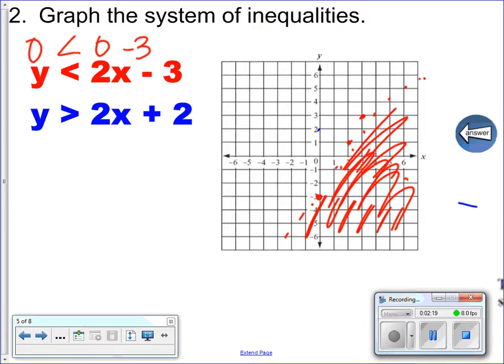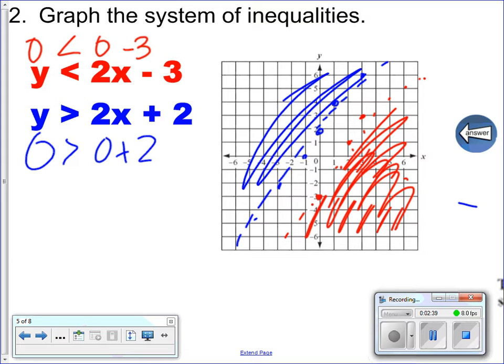In the second one, it starts at 2, and it goes up 2, right 1, up 2, right 1. So these lines are parallel. And this is also dashed. And so it says 0 is greater than 0 plus 2. 0 is greater than 2? No. So that means it's shading over here. So where do they overlap? They don't. So there's no solution.